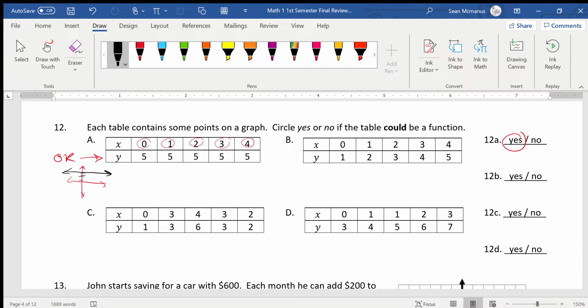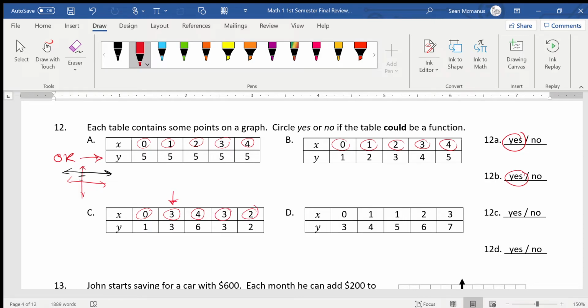So that's okay. So let's look at part B. 0, 1, 2, 3, 4. Again, they're not repeating, so it's okay. That's good. Doesn't matter what the y's are doing if the x's are not repeating. So C, let's look at part C. 0, 3, 4, 3, and 2.